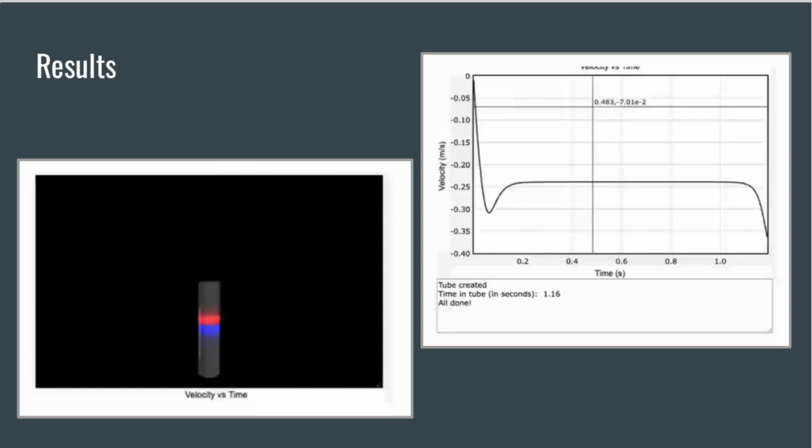Here are the results from my GlowScript model. There's a picture on the left, and then the graph on the right shows that the time calculated was 1.16 seconds.